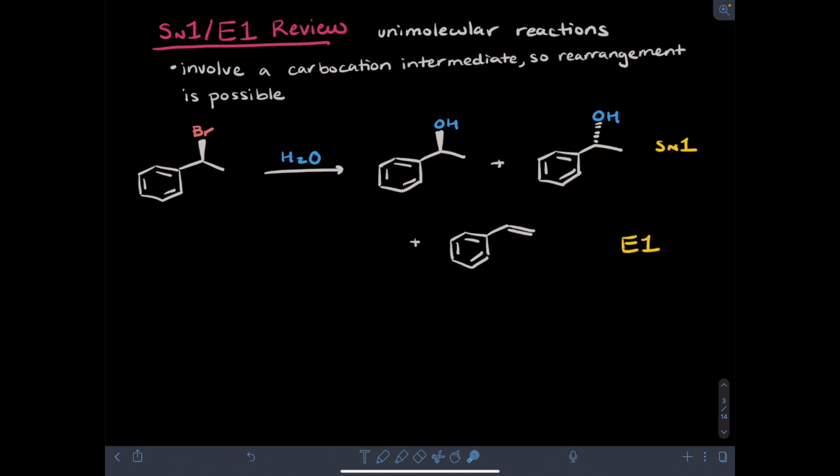A third product that would be formed is an elimination product, an alkene. This forms from deprotonation of the beta position on the right that has hydrogens present on it.